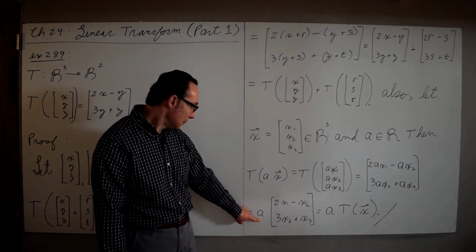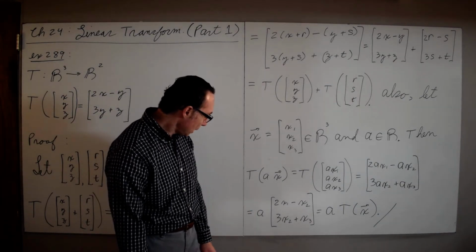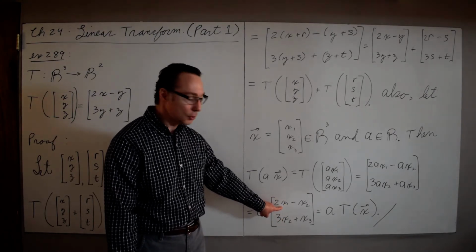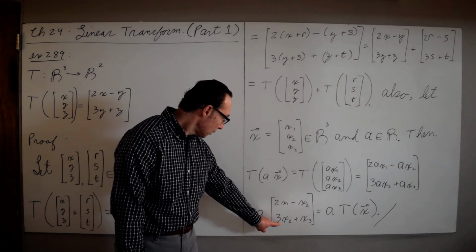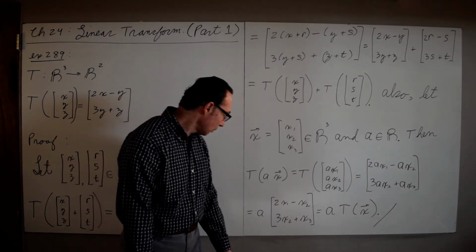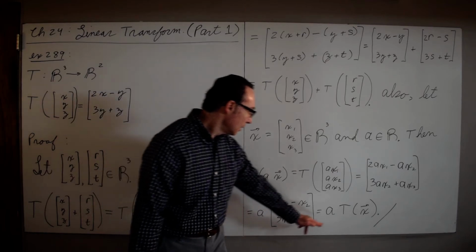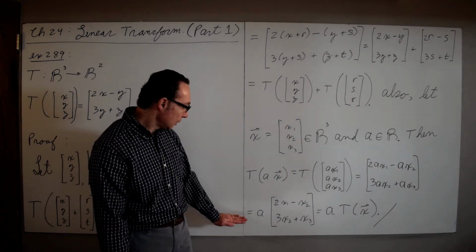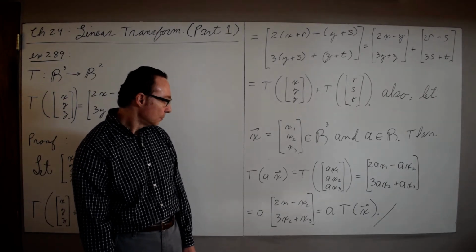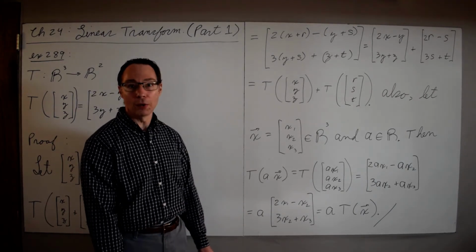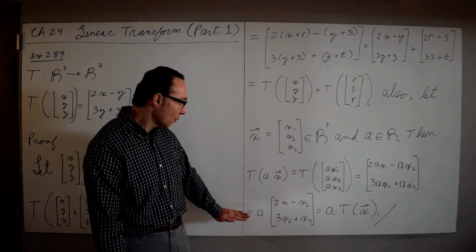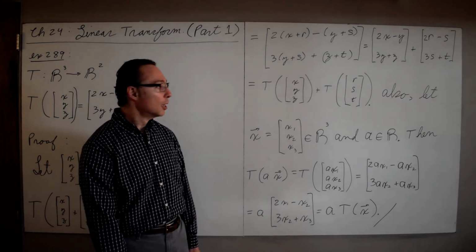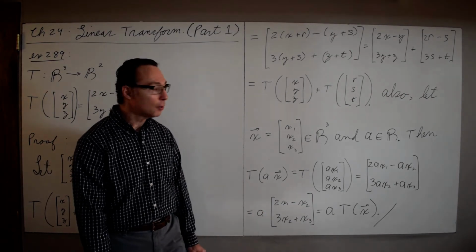Factor out the a, and now what do we have? a times the first component, 2 times the first component minus the second, 3 times the second component plus the third. That is a times T of (x, y, z), or a times T of x. And so T preserves scalar multiplication, and so T is in fact a linear transformation. That's usually the last sentence in my proof, is to note that T is a linear transformation, but I was out of board space, so I stopped with that.